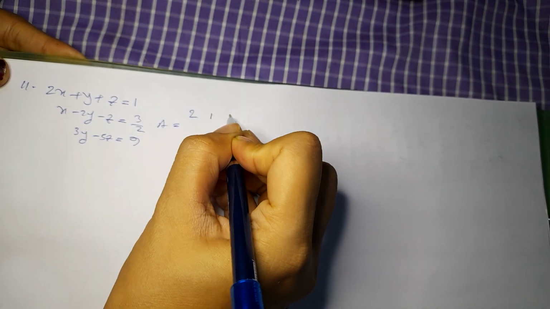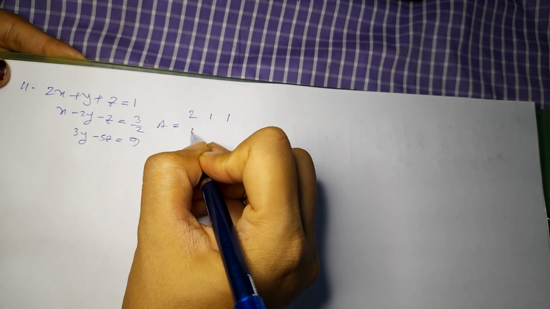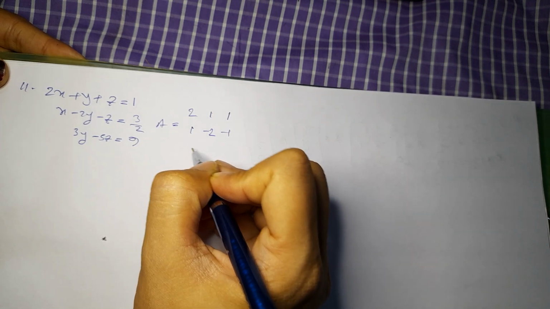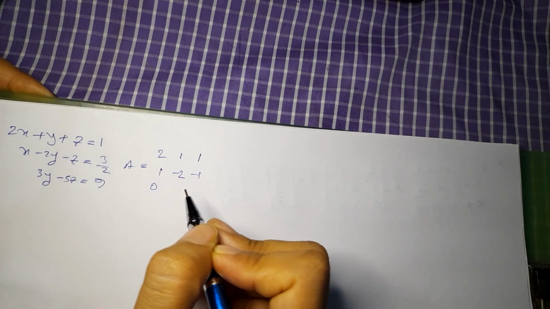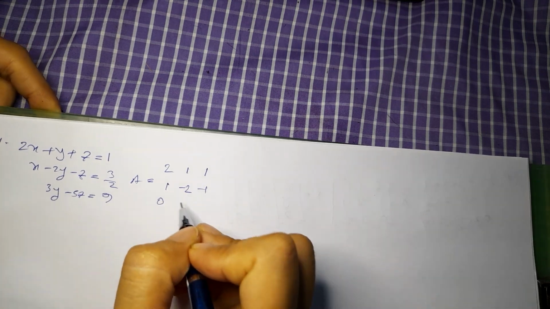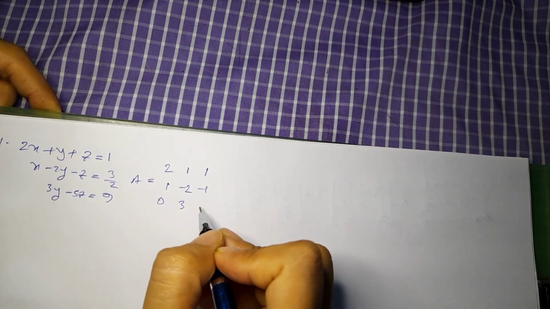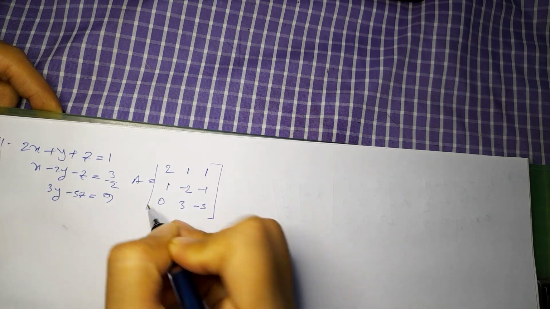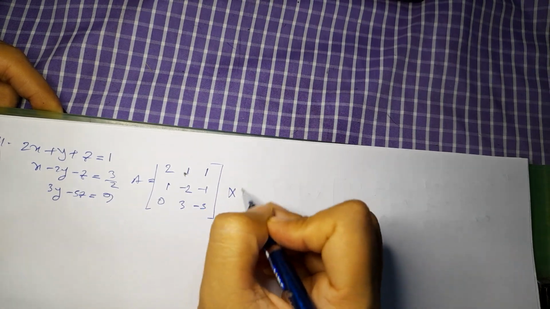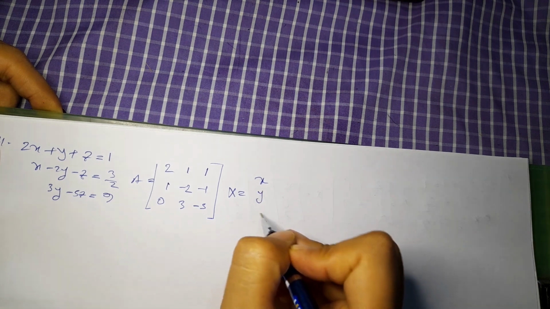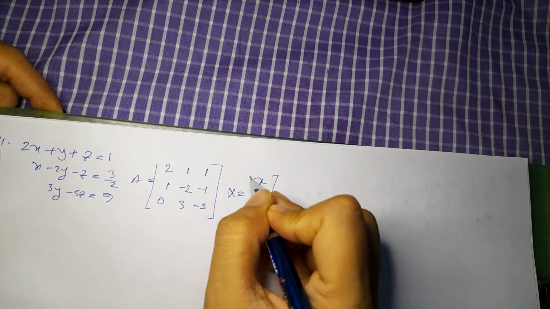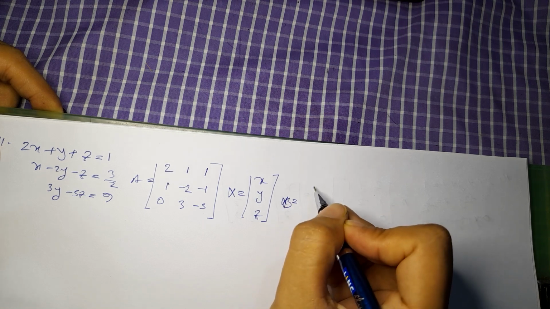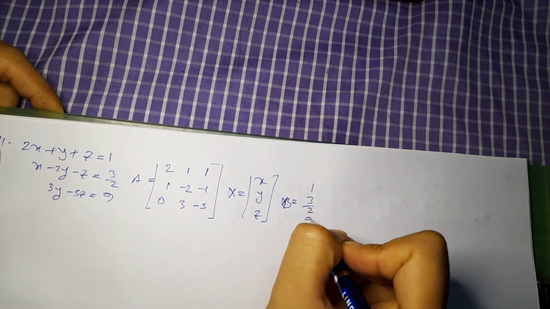So from here we make the matrix. A is equal to [2 1 1; 1 -2 -1; 0 3 -5], where there is no x in the third equation, so it will be 0. And we need X, that is x, y, z, the unknowns, and B equals 1, 3/2 and 9.